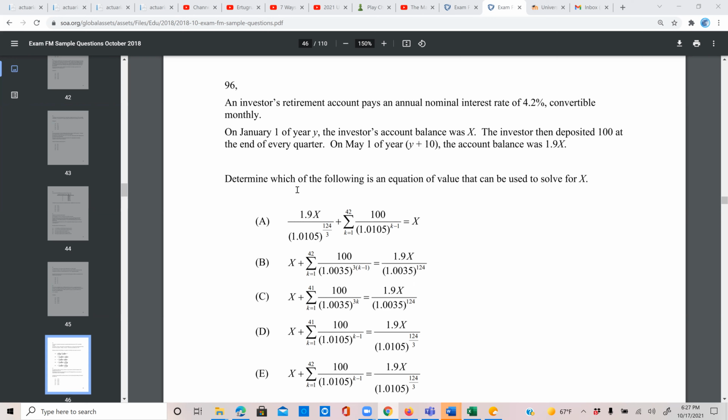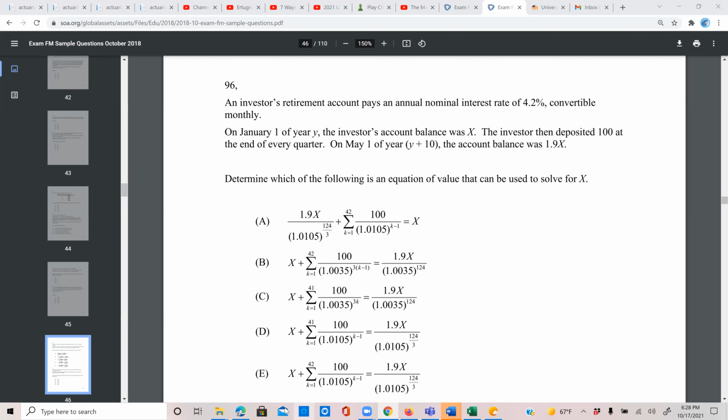Determine which of the following is an equation of value that can be used to solve for x. So January 1 of year Y is the starting point, and then May 1 of year Y plus 10 is the end, and this is almost like April 30 of year Y plus 10. By April 30, we have four more months in that last year, the Y plus 10 year. And the deposits are being made at the end of every quarter.